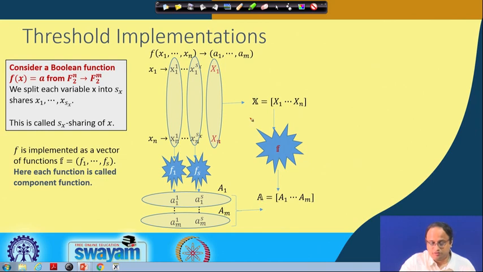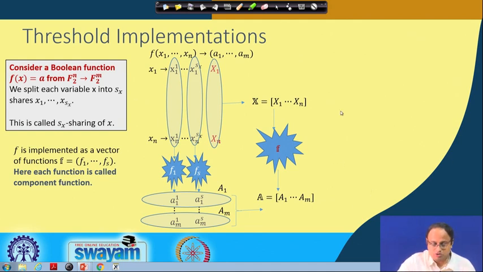Therefore, what we do is we take this mathcal x and mathcal a to indicate the vectors for the input and the vectors for the output, and the function f is also a vectorial function, because now it is a combination of s functions. So the idea is that f is implemented as a vector of functions, the vector f, which is a combination of f1 to fs, and each of these functions is called a component function.